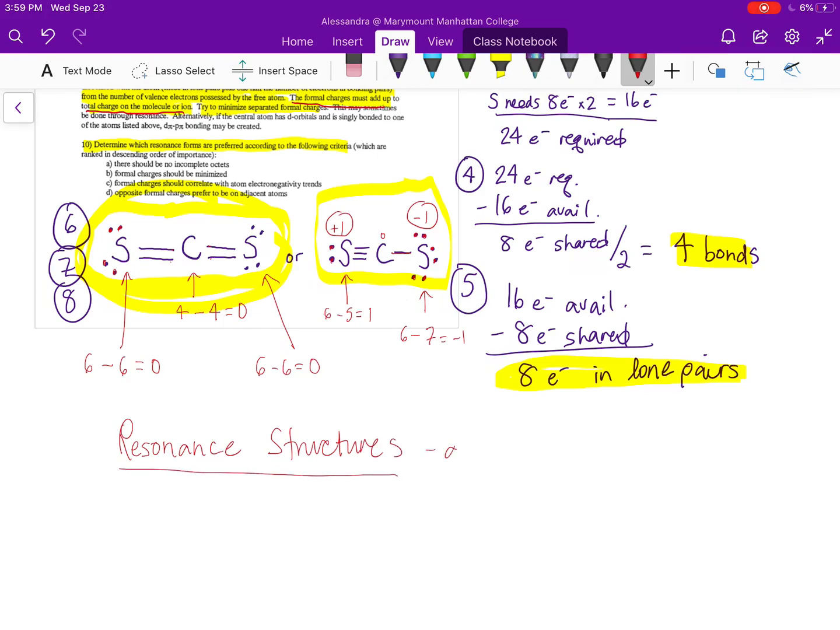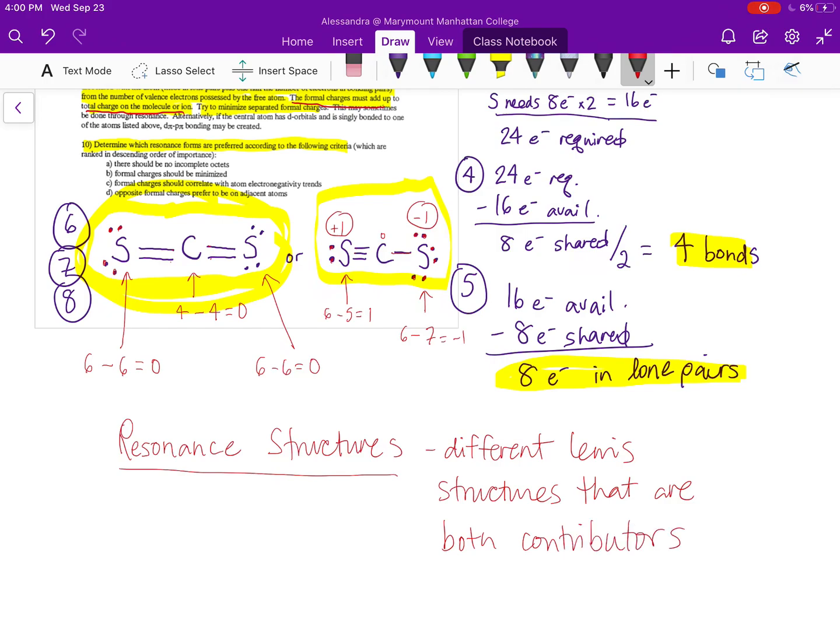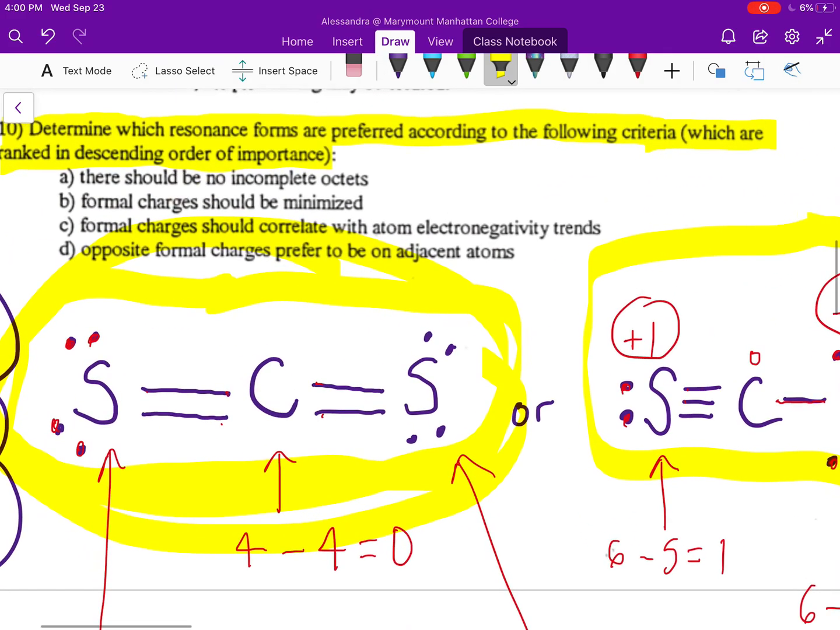So resonance structures are different Lewis dot structures, different Lewis structures that are both at least semi-legitimate, are both contributors to the truth of the molecule. The question is, which one is more important? So when you're determining which resonance structure is the preferred one, you need to go through steps A through D.